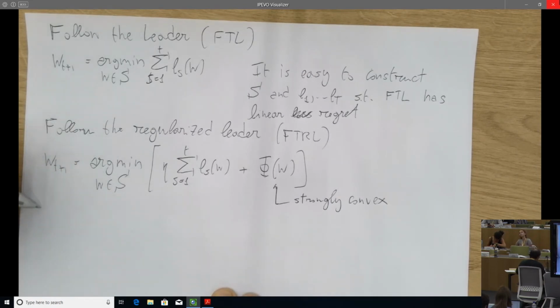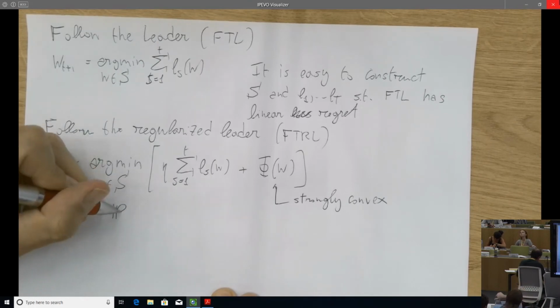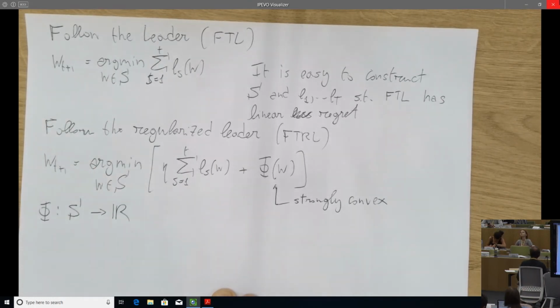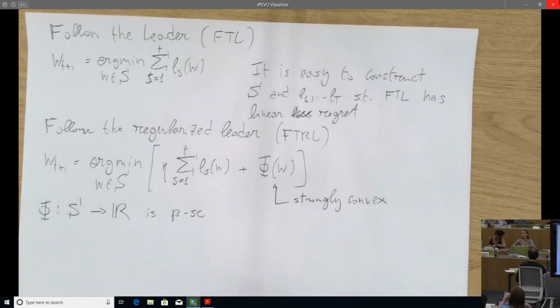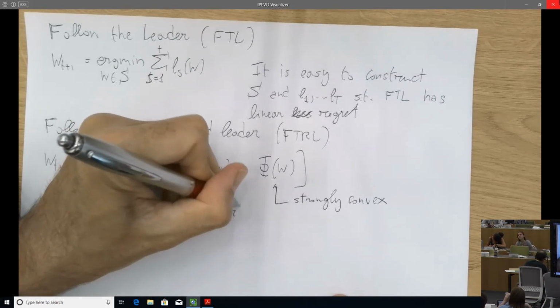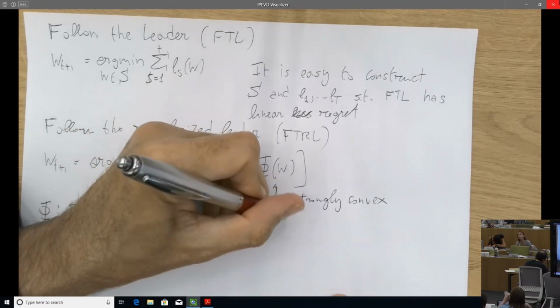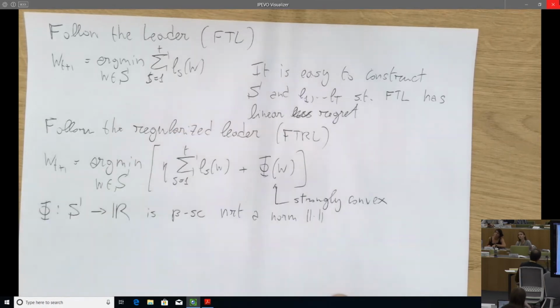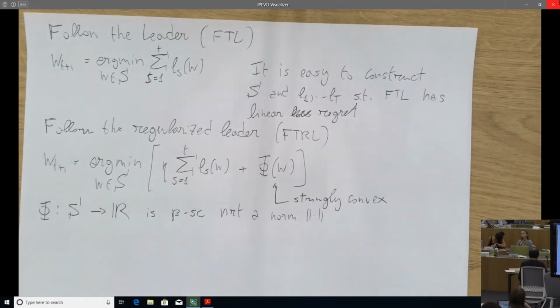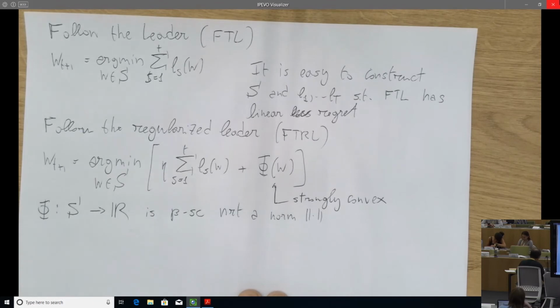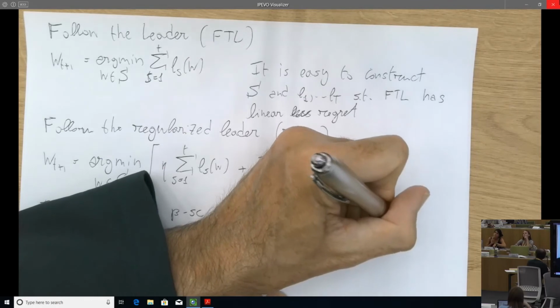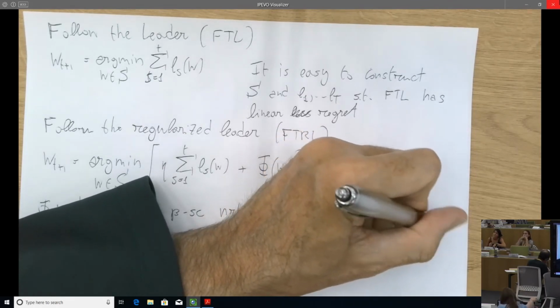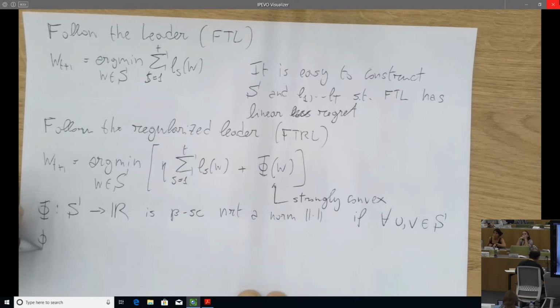So let me just quickly define. A function from my decision space to the reals, it's a regularizer. I call it beta strongly convex, okay, with respect to a norm. Strong convexity is defined always with respect to a certain norm, and the norm can change from a regularizer to a different one, if and only if for all u and v in my decision space I have the following.